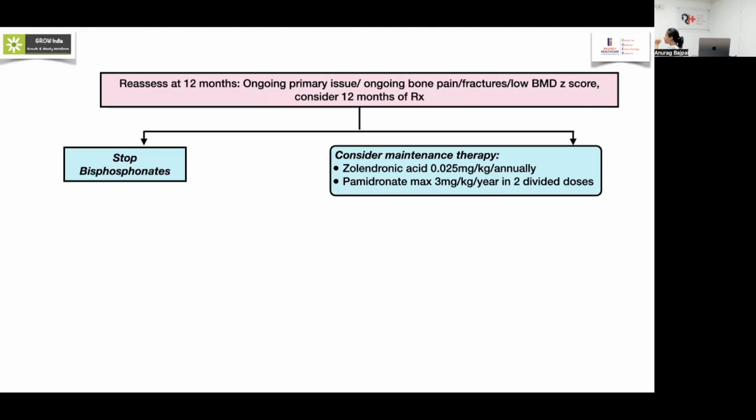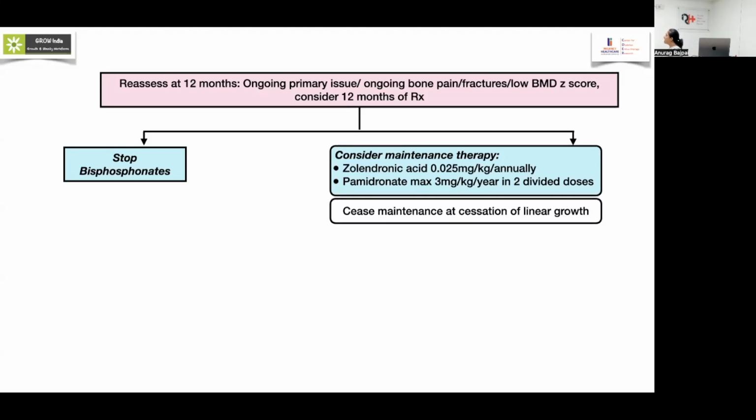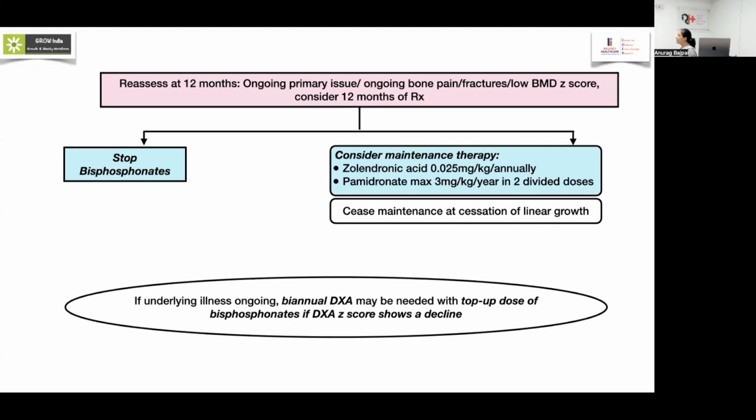However, in the presence of an ongoing primary issue, ongoing bone pain, fractures, or a persisting low bone mineral density, you consider a maintenance dose that is 1/4 the original, so 0.025 milligrams per kg annually for zoledronic acid and 3 milligrams per kg per year in 2 divided doses for pamidronate. Again, this needs to stop at cessation of linear growth. If the underlying disease is ongoing, you may also consider a biannual DEXA, and depending on the worsening of DEXA, you may choose to give a top-up dose of bisphosphonate or increase it if needed.